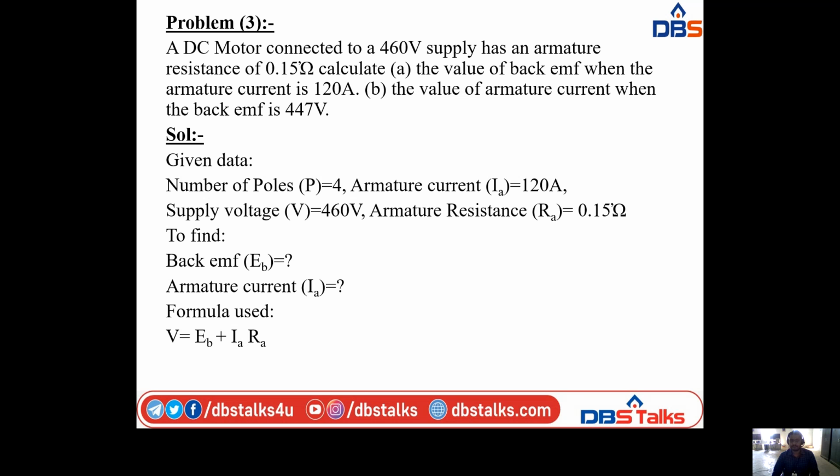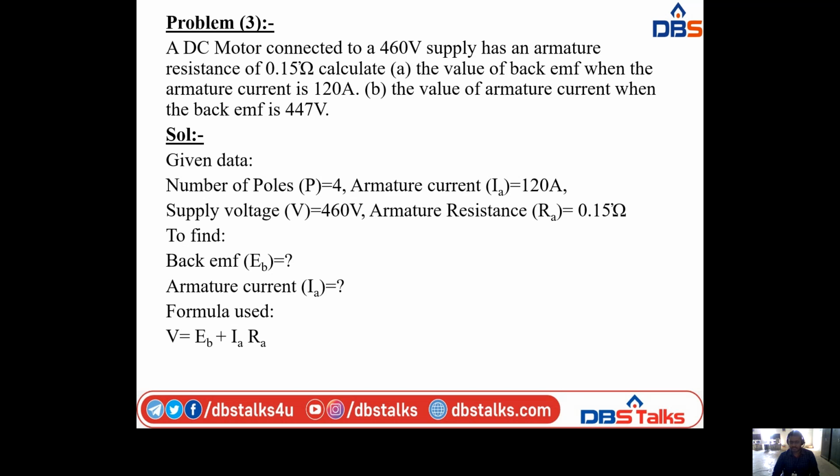Next, coming to the third problem. A DC motor connected to a 460 volt supply has an armature resistance of 0.15 ohms. Calculate the value of back EMF when the armature current is 120 amperes, and next the value of armature current when the back EMF is 447 volts. So here we have to determine the back EMF value in two cases. In one case we determine the back EMF when the armature current is 120 amperes, and in the next case we determine the armature current when the back EMF is 447 volts.